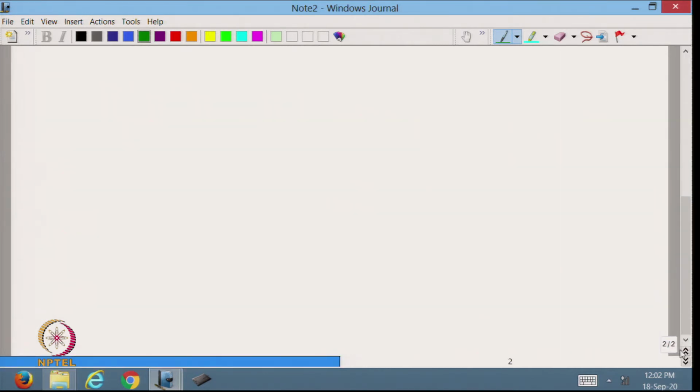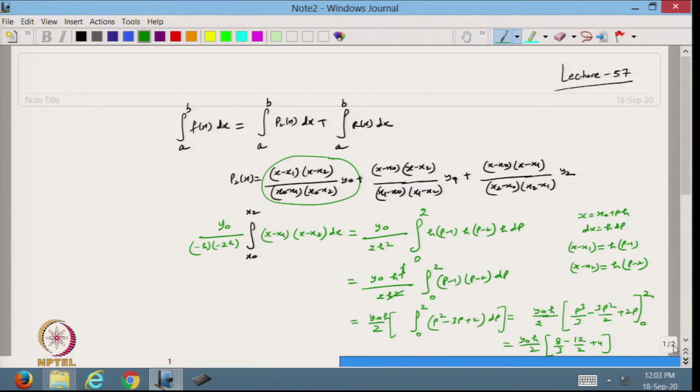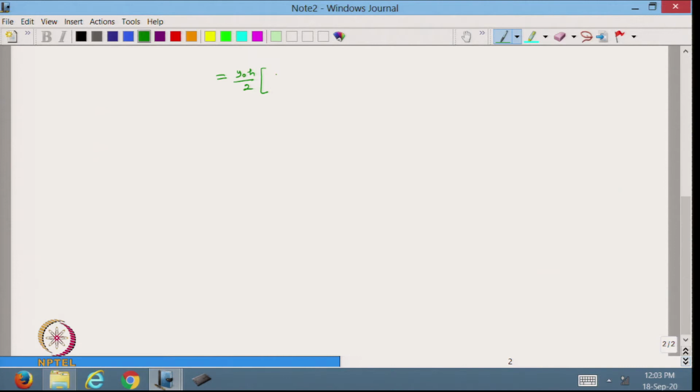So, I will get the value y0 h by 2, and inside I will get 8 by 3 minus 6 plus 4. So, it is minus 2, so minus 6 plus 8 gives 2 by 3. So, this will cancel out and I will get h by 3 y0. So, I will get this value.